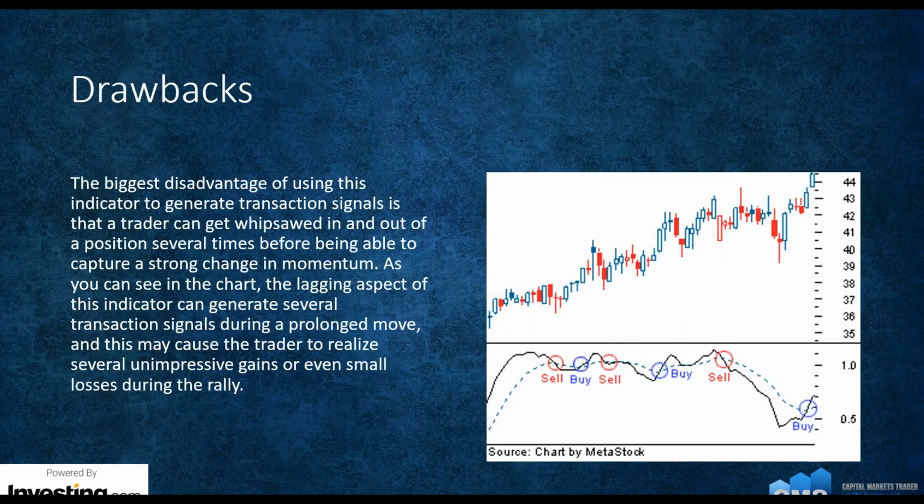The biggest disadvantage of using this indicator to generate transaction signals is that a trader can be whipsawed in and out of a position several times before being able to capture a strong change in momentum. And that's what I mentioned to you earlier. It's not really false signals, it's that you can be whipsawed in and out because the signals aren't telling you how long they're going to last or how big the move will be.